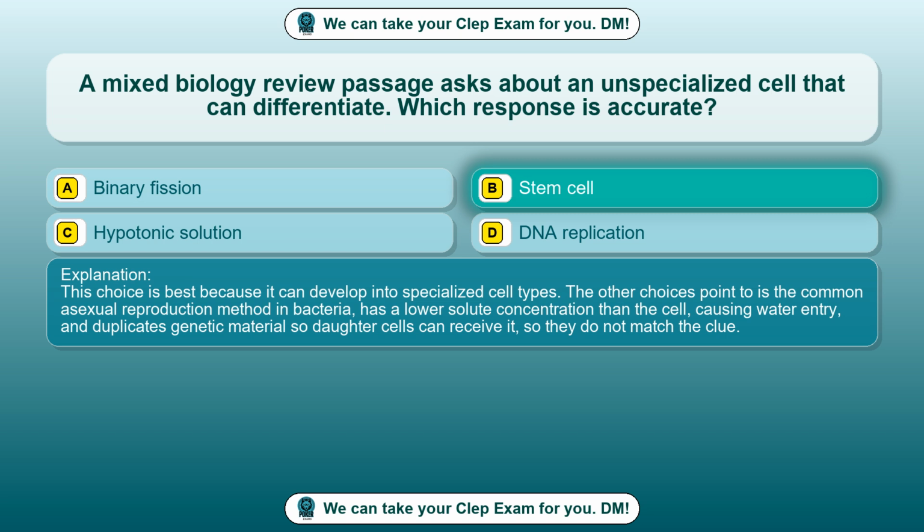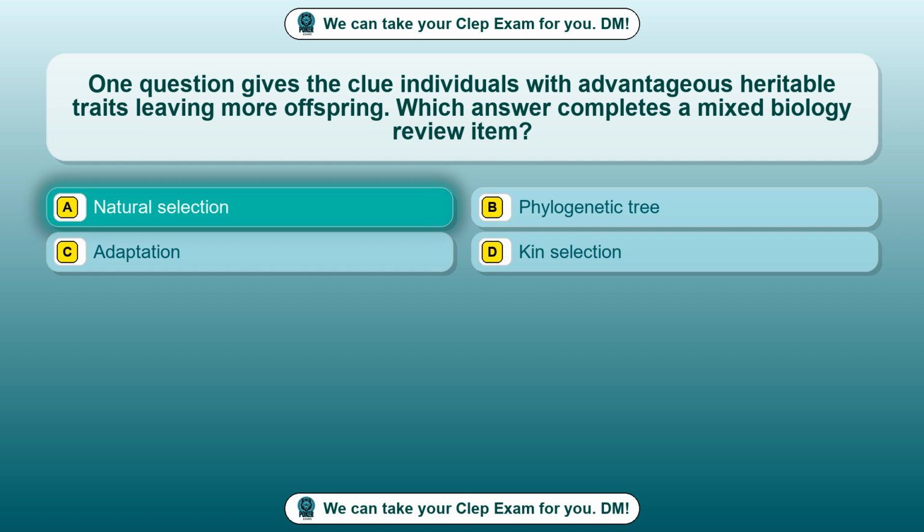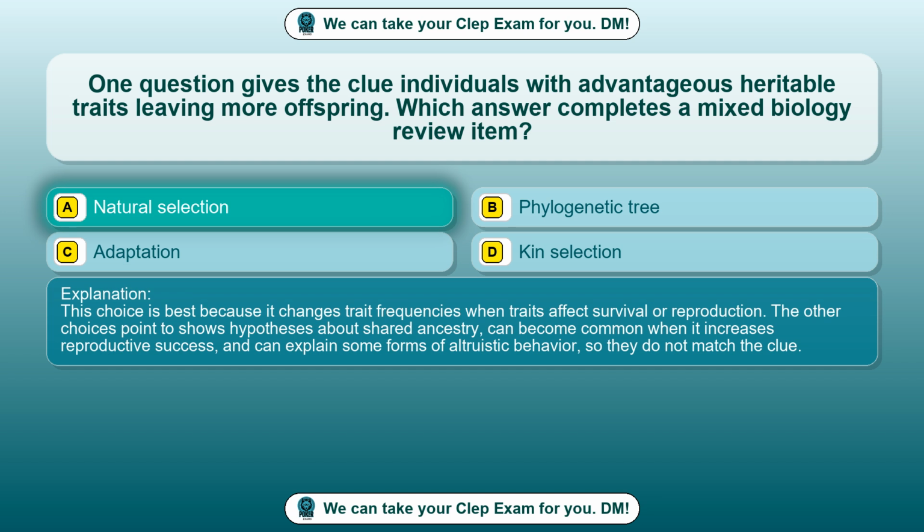Question 87. One question gives the clue individuals with advantageous heritable traits leaving more offspring. Which answer completes a mixed biology review item? Option A, natural selection. Option B, phylogenetic tree. Option C, adaptation. Option D, kin selection. The correct answer is option A, natural selection. This choice is best because it changes trait frequencies when traits affect survival or reproduction. The other choices point to shows hypotheses about shared ancestry, can become common when it increases reproductive success, and can explain some forms of altruistic behavior, so they do not match the clue.